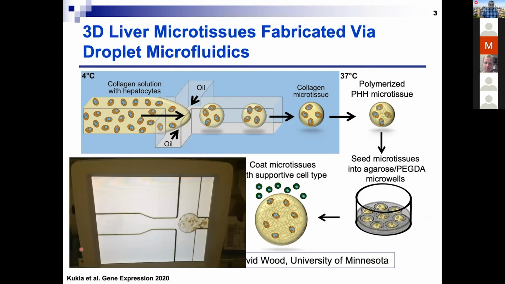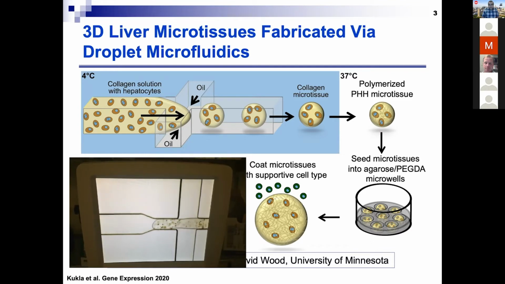Here's a video just to give you a sense of how it works. If I can play the video, there you go. So here we're looking at the microfluidic device from the top, and you can see these very reproducibly sized microtissues that are shooting out of this device at a rate of 45,000 microtissues per hour.